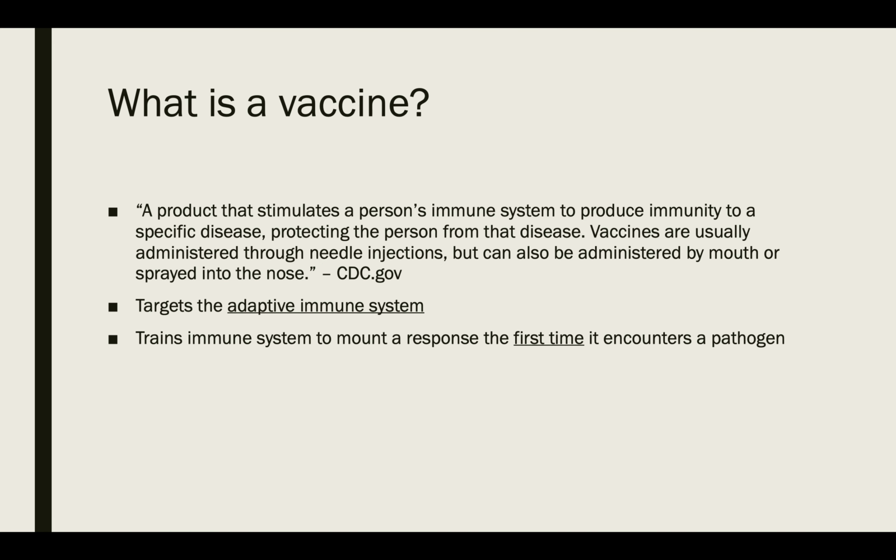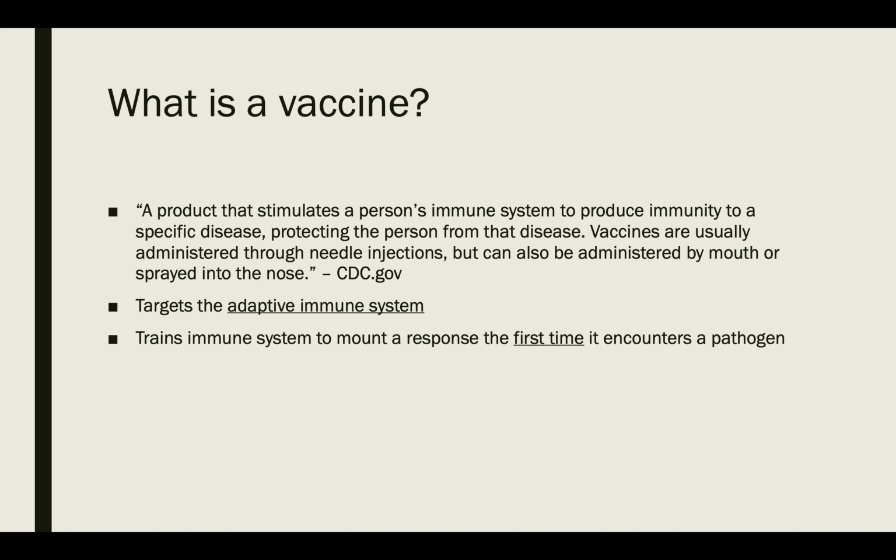Okay, so what is a vaccine? Probably everybody knows this, especially because it's in the news, but this is the CDC definition. It is a product that stimulates a person's immune system to produce immunity to a specific disease, protecting the person from that disease. Vaccines are usually administered through needle injections, but can also be administered by mouth or sprayed into the nose. These target the adaptive immune system.